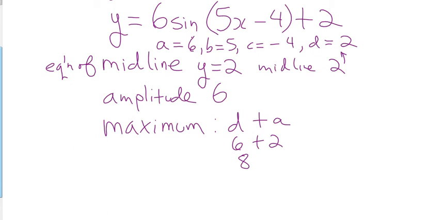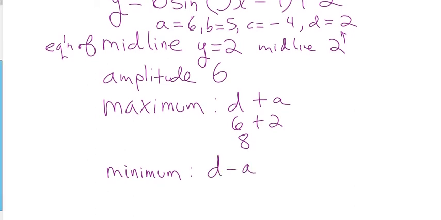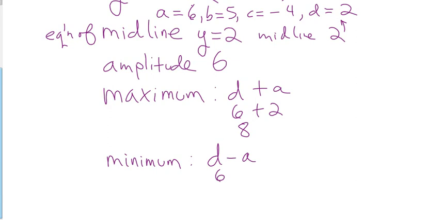What's the minimum? -4. How do you get that? Yeah, so we go to the midline again, which is at 2, but this time we go down 6. Right? So we have d minus a, which is, no, I wrote those in the wrong order. So d plus a is 2 plus 6, which is 8, and d minus a is 2 minus 6, which is -4.